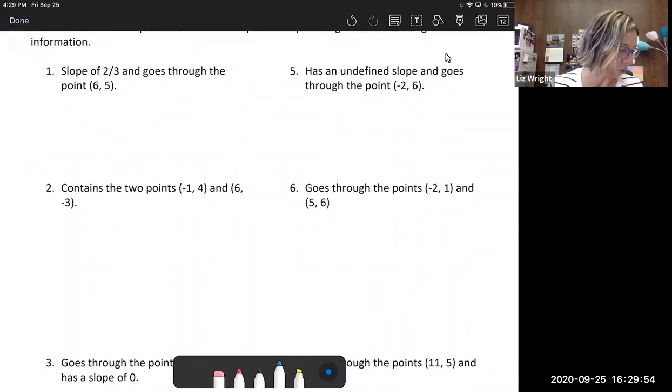So I am going to do 1, 2, 3, and 5 with you. So 1, 2, 3, and 5. And then I'll do one more on the next page, and then the others are going to be for you.